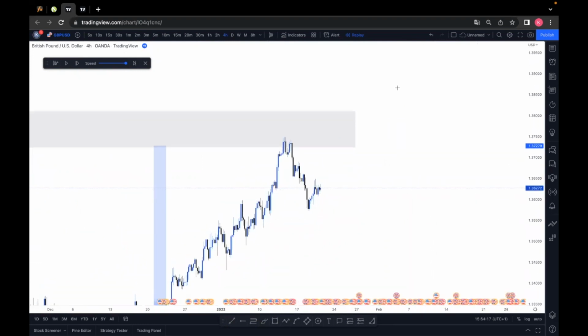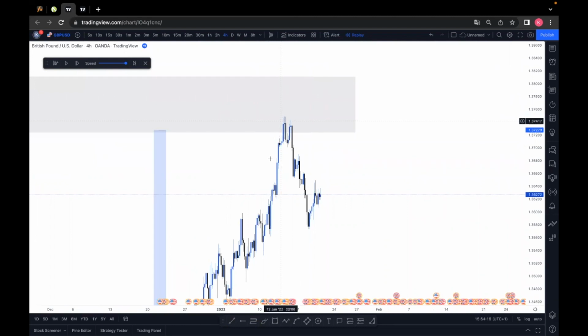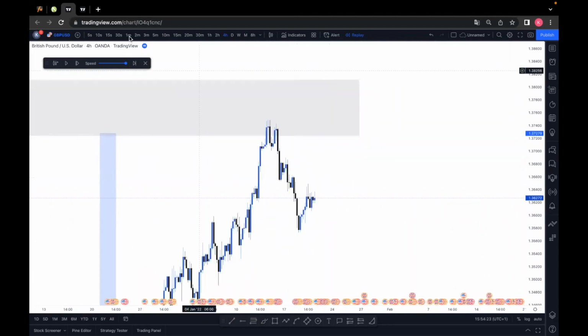Now, price actually got into our daily POI. What can we do? I mean, we can go down, for example, to the 15-minute time frame.